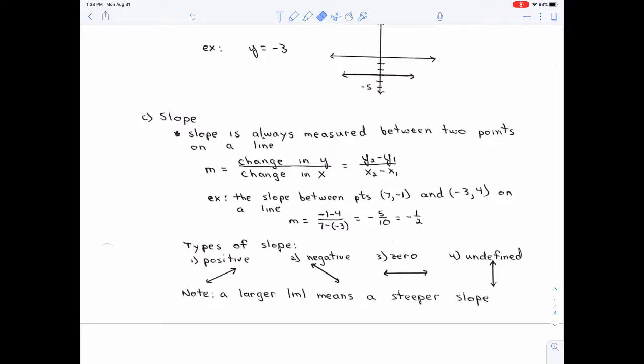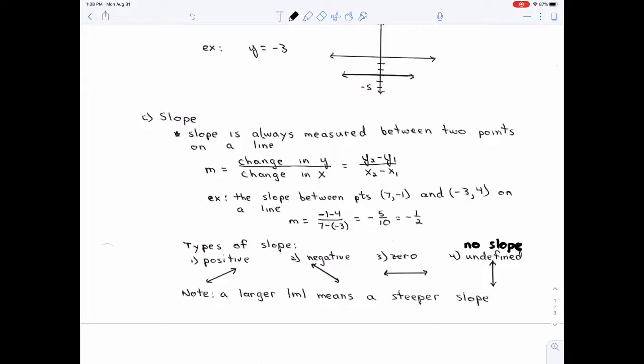Zero slope is flat, and here's where you have to be kind of careful. Undefined slope means it's straight up and down. Now, this can also be called no slope. No slope and undefined slope are the same thing. It can be kind of confusing. No slope seems like it'd be zero slope, but no slope and undefined slope are the same thing.